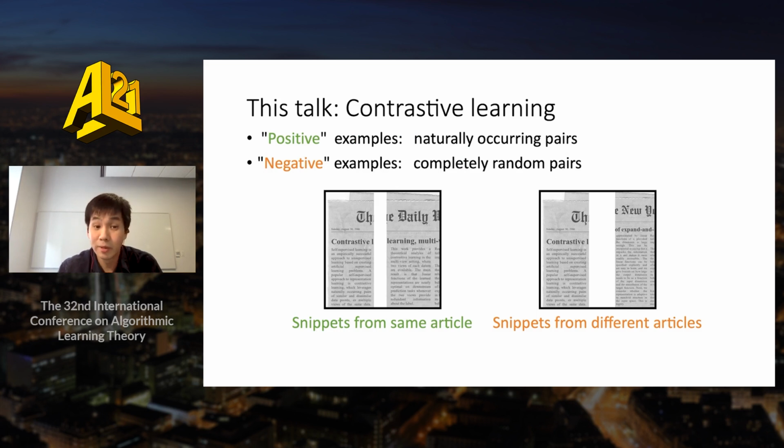The specific form of self-supervised learning that we study is called contrastive learning, where the pretext task is the problem of learning to discriminate between naturally occurring pairs and completely random pairs. For example, in text data, a natural pair could be two snippets from the same news article, while a completely random pair could be snippets from two randomly chosen articles. To solve a contrastive learning problem, we start with unlabeled data, automatically form these separate classes of examples, and then provide this data to a supervised learning algorithm. Then we somehow derive a feature map from the predictor learned by that algorithm.